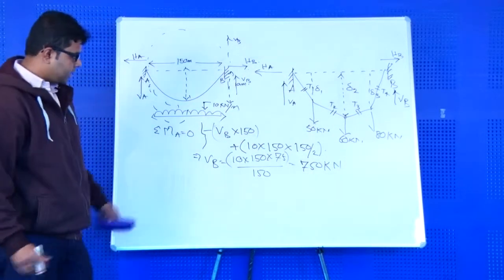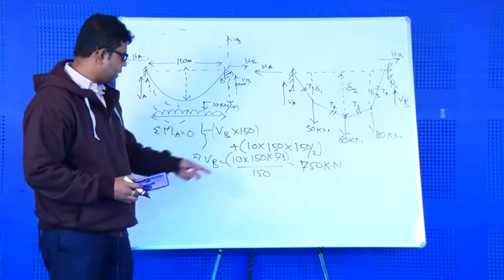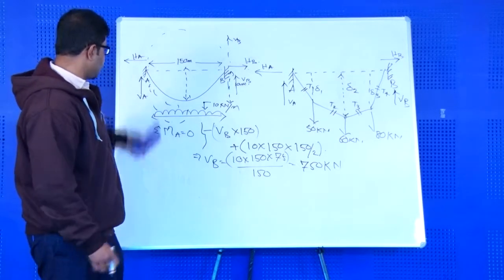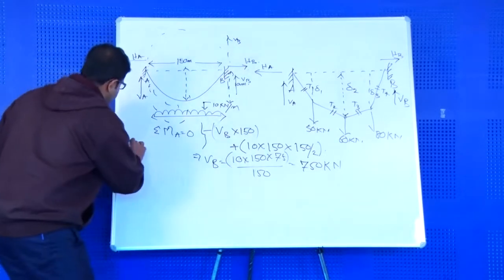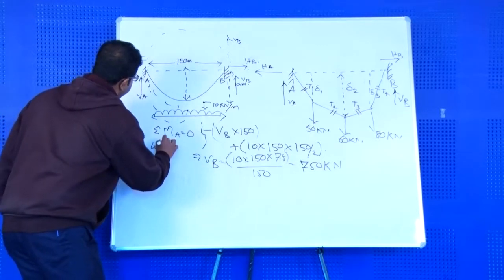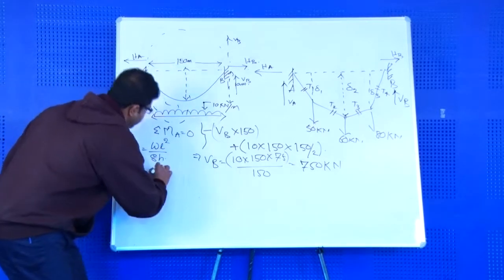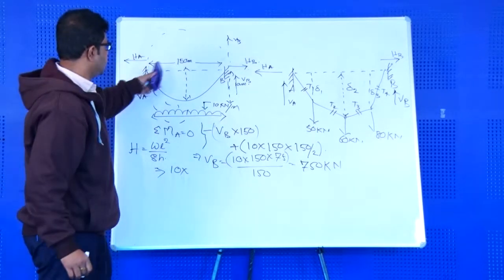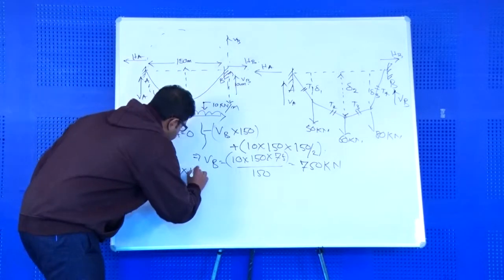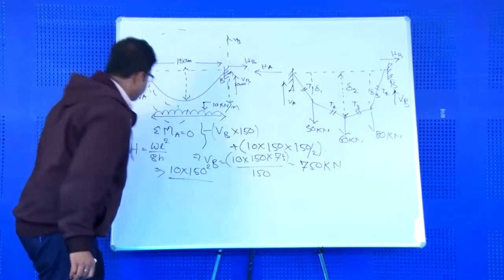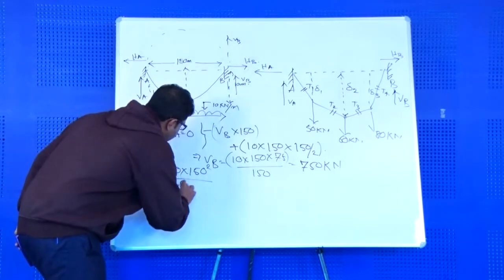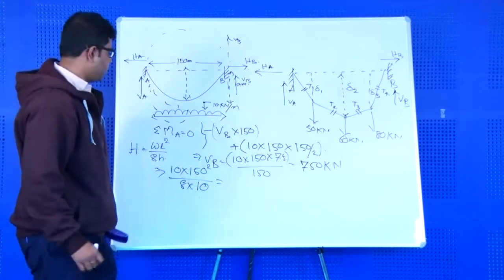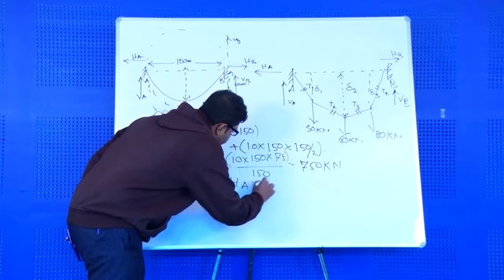Now, to find the maximum tension we have to find both the components, vertical and horizontal. Let us find the horizontal component, HA and HB. We know the horizontal component is given by WL square by 8H. W is the loading, that is 10, L square means the span, 150 square, divided by 8 into H, the central dip, which is 10 meter. You will get the value of H.